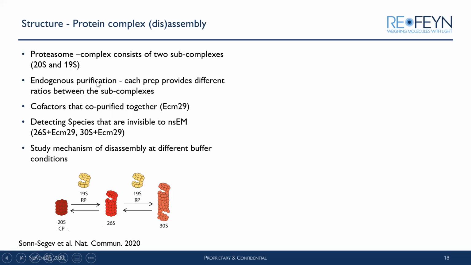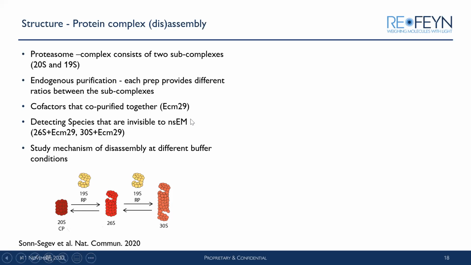So basically each prep provides you with different ratios between the subcomplexes. And therefore, when you purify it also with cofactors, and you want to quantify exactly how much of the cofactors you have, each preparation might give you different ratios or different amounts of these cofactors.